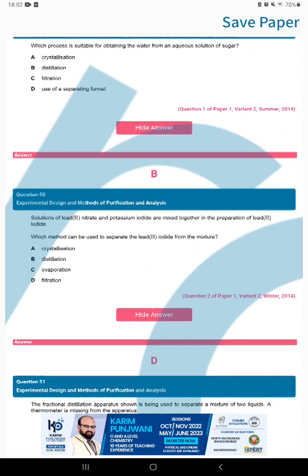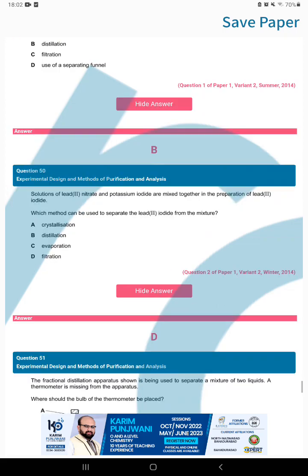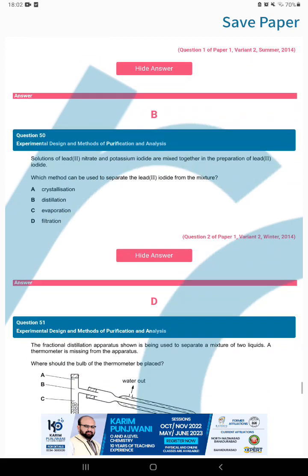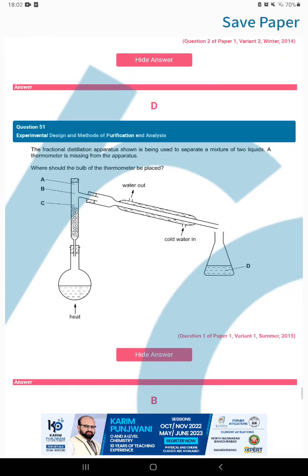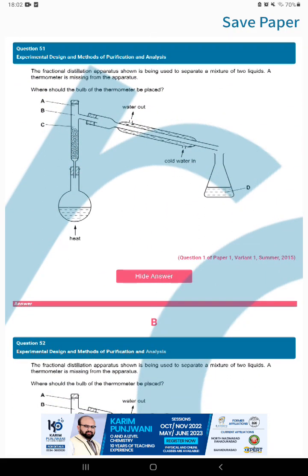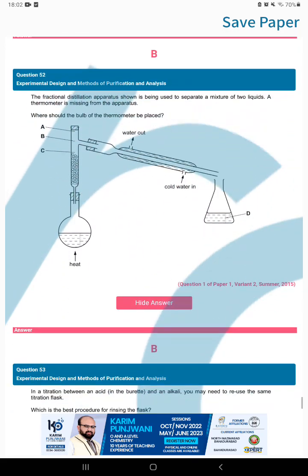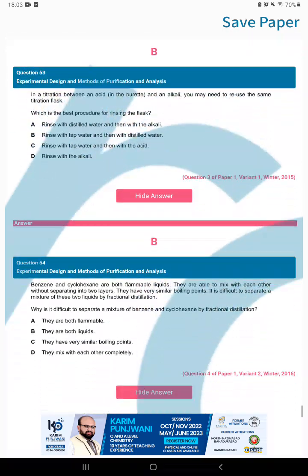Solutions of lead nitrate and potassium iodide are mixed together in the preparation of lead(II) iodide. Which method can be used to separate the lead(II) iodide from the mixture? Crystallization, distillation, evaporation, filtration. The fraction, okay, this is the temperature question, where is your thermometer placed? A, B, C and D. Okay. All these questions almost done.